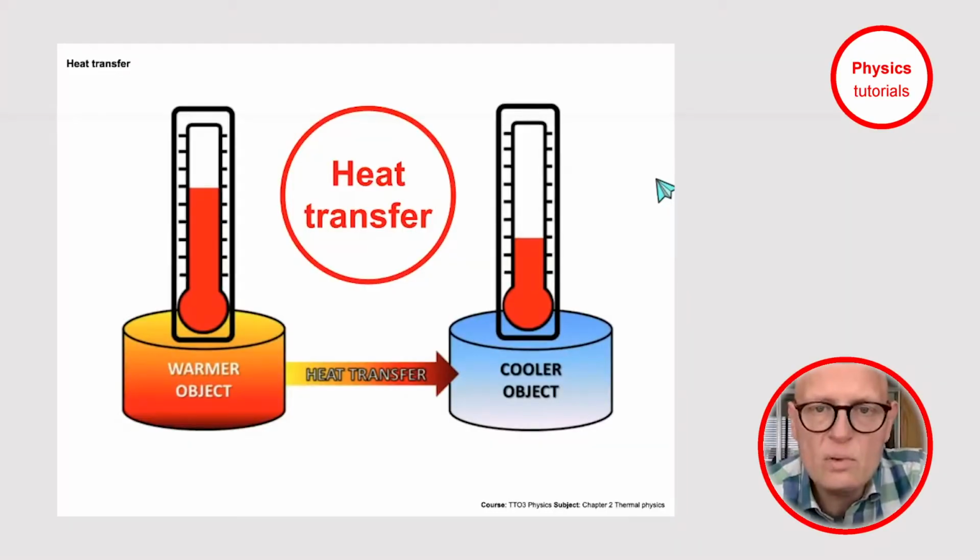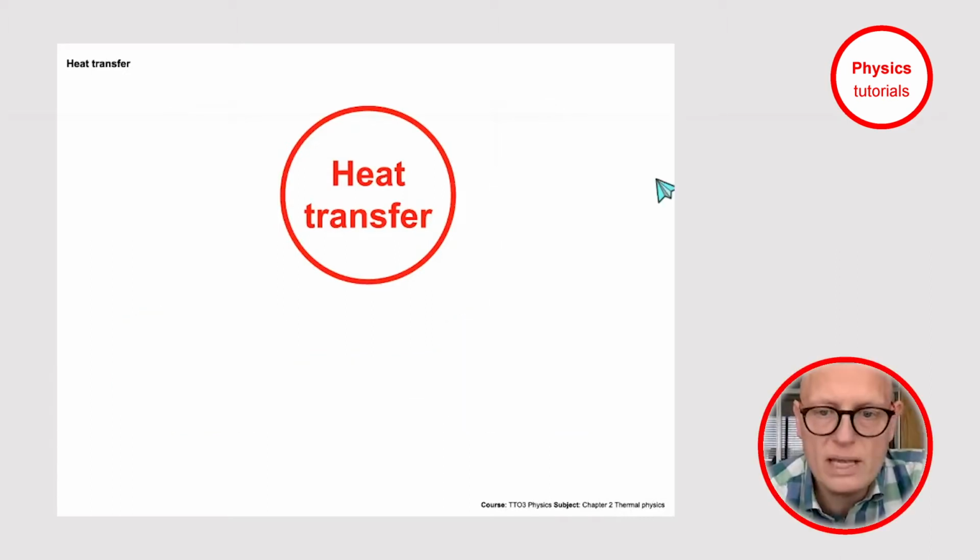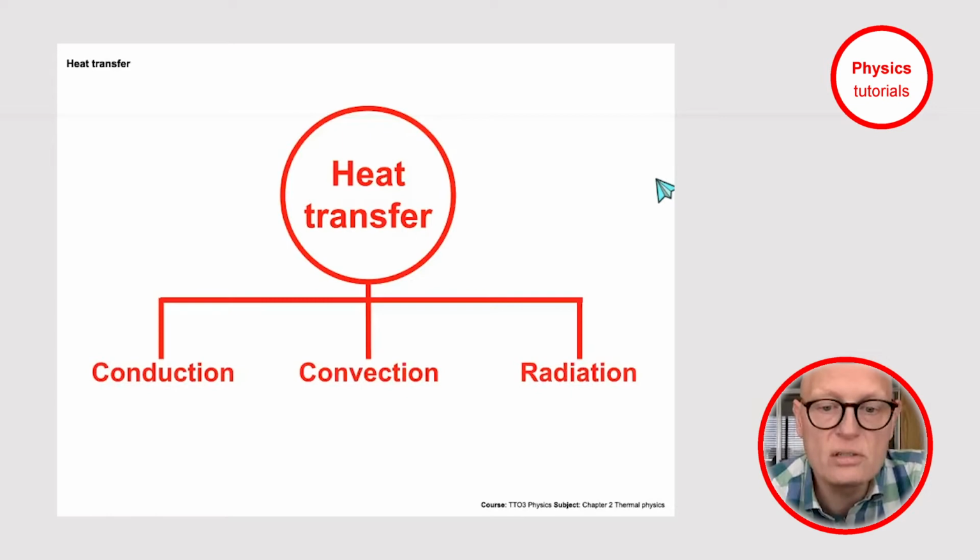In this video, more information about heat transfer. First of all, as you can see in this picture, heat energy always flows from a region of higher temperature to a region of lower temperature. There are three ways of heat transfer: conduction, convection, and radiation.